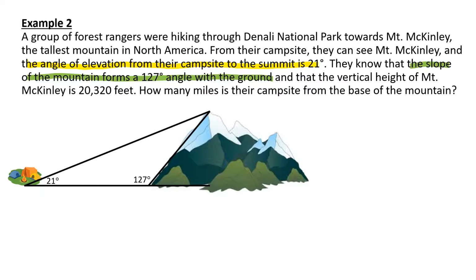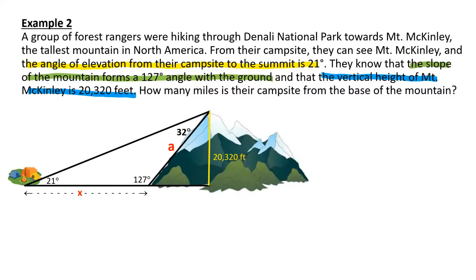We've got an oblique triangle. The vertical height of Mount McKinley is 20,320 feet. How many miles is their campsite from the base of the mountain? Well, we have an oblique triangle. We can find the third angle, subtracting the given 2 from 180, but we still don't have enough information. We need the length of one of the sides.